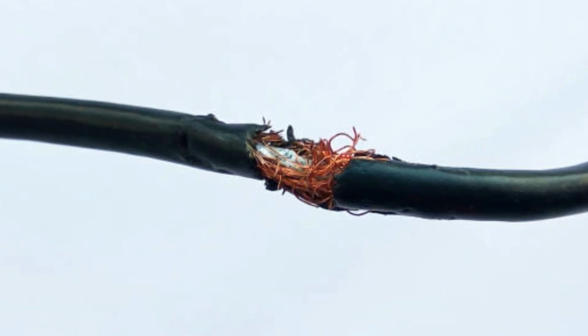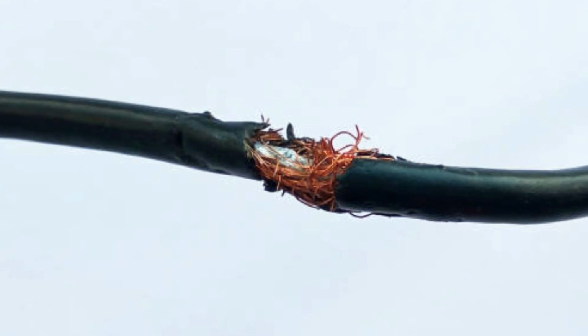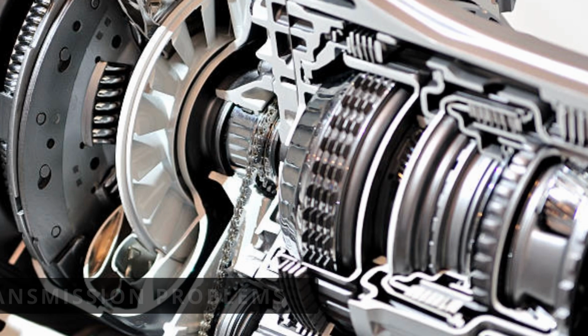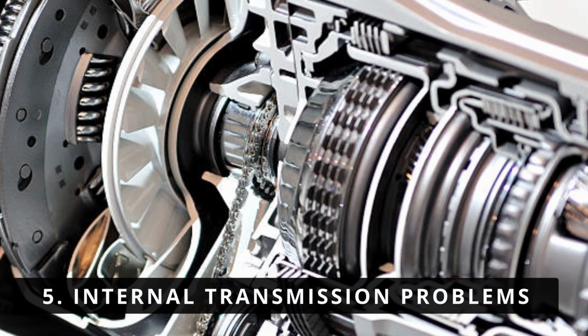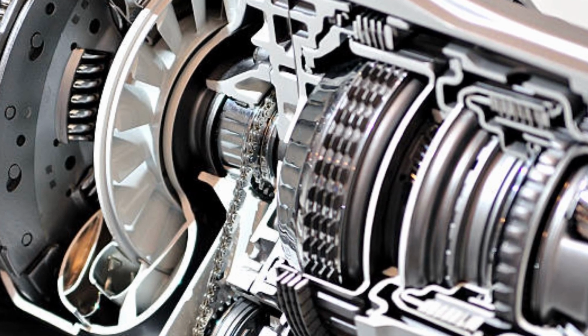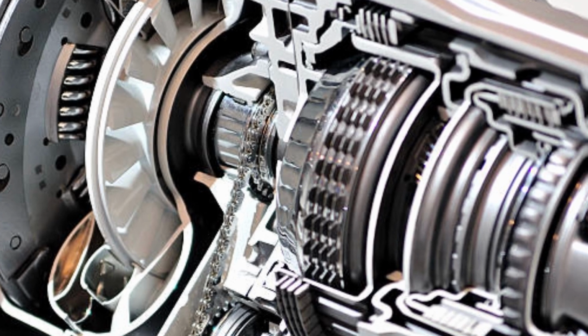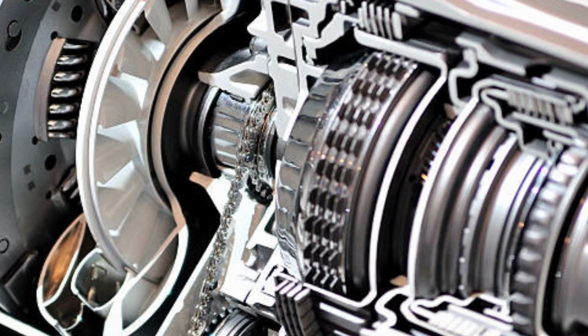Broken wires or corroded connectors can interrupt communication, leading to the P0700 code. Another possibility could be internal transmission problems like worn gears or clutches. If the transmission components are damaged, they may not engage properly, leading to issues that can trigger the P0700 code.